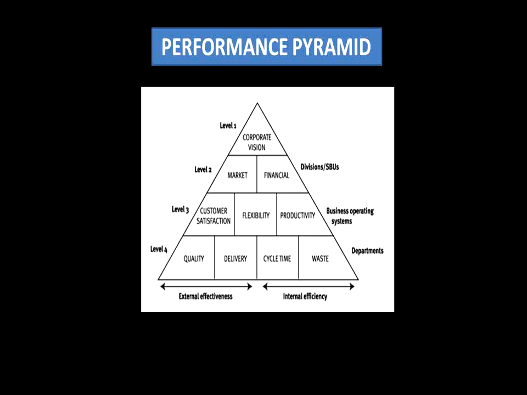Then in level 4, it is productivity, which is linked with cycle time and waste. The more minimal the waste and cycle time, the higher the productivity will be. Financial measures focus on higher profits and low cost. As we have seen, market is linked with customer satisfaction and flexibility, while financial measures are linked with flexibility and productivity. For financial measures you can take the example of net profit, or if the cost is reduced, then the financial measures will also be good.